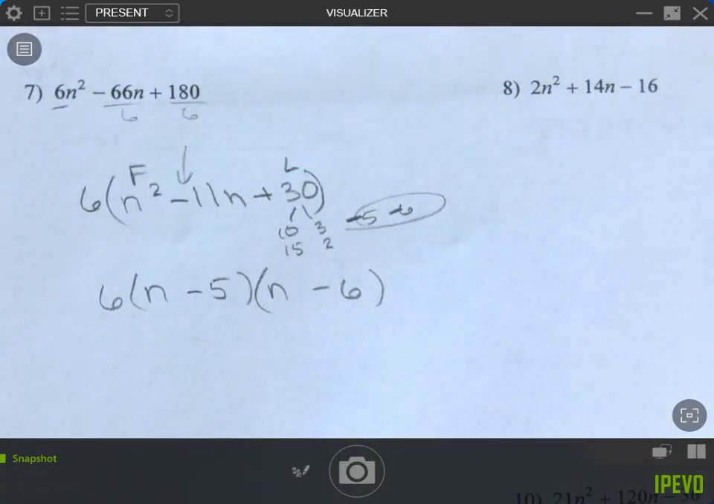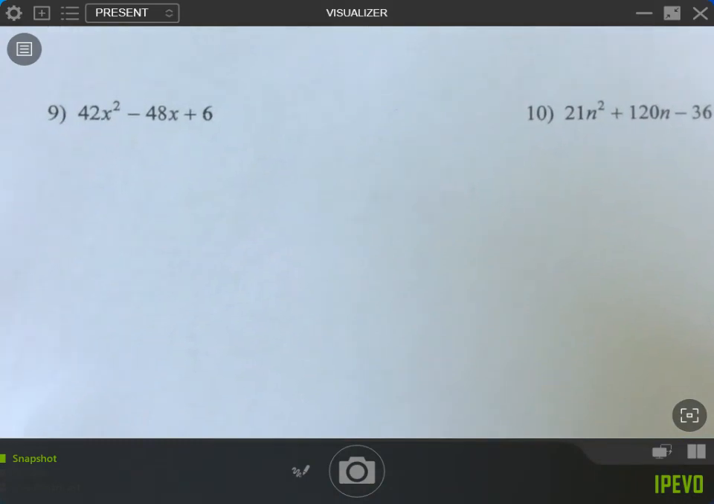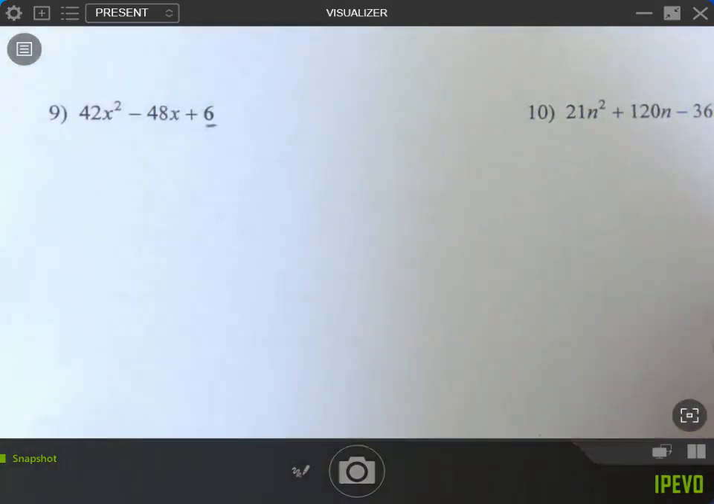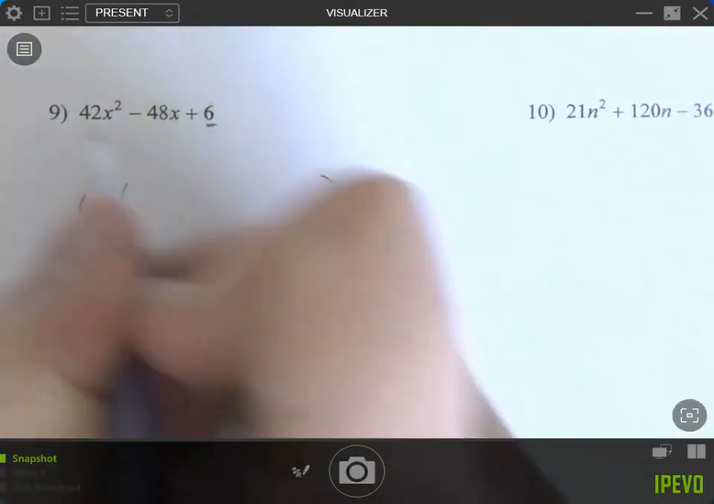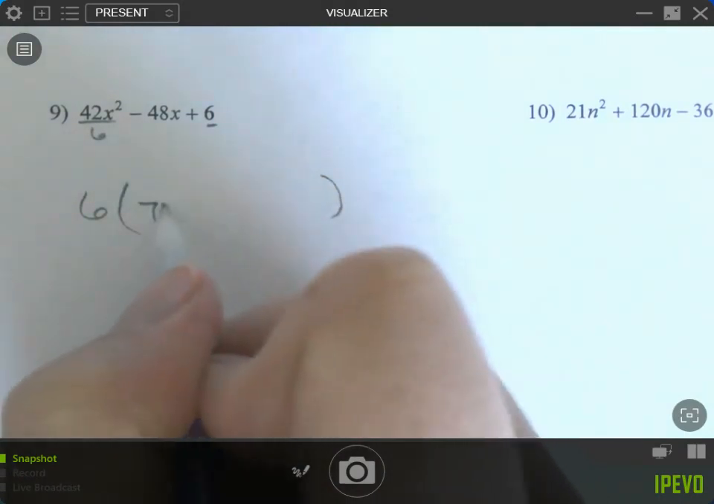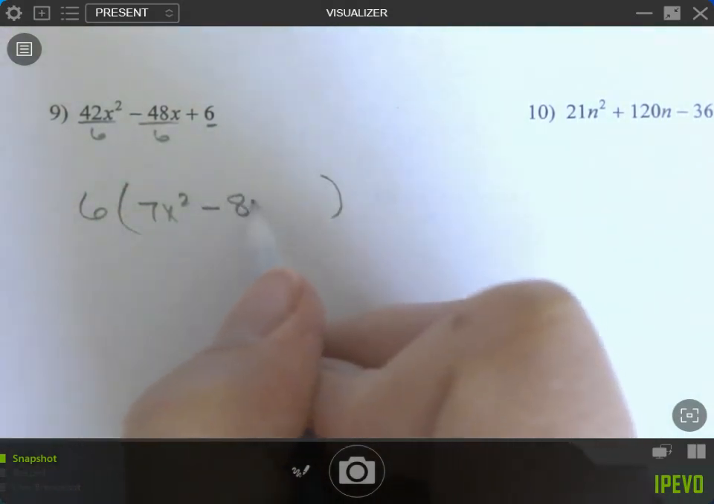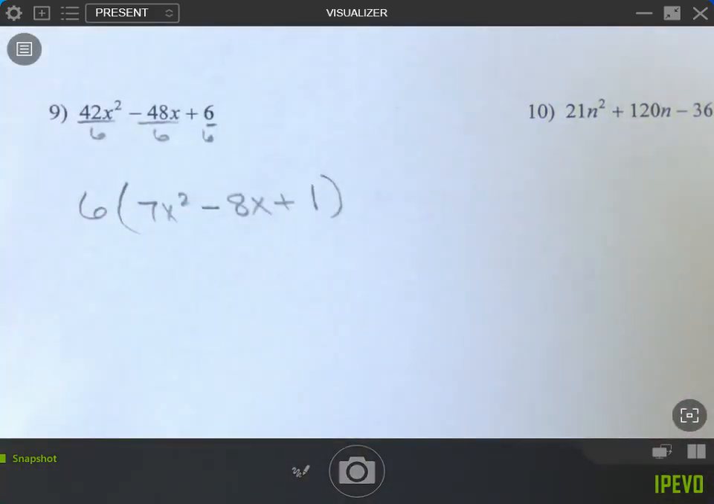Okay. Number 8 has a GCF. Number 9 has a GCF. Let's talk about number 9. What is my GCF in number 9? I'm going to go with 6. Now, I'm looking at my smallest number. 6 divides into everything. All right, so we're left with 7x squared, minus, keep the x, divide by 6, don't forget it's a plus 1.